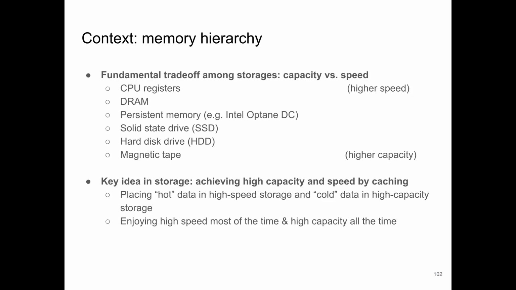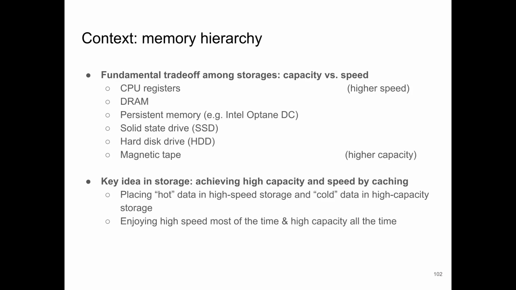If we place hot data in the high-speed storage, then most of the time we can enjoy the high speed of those storages. At the same time, since cold data can be stored in high-capacity storage, we can still enjoy the high capacity as a whole system all the time. So we can achieve speed and capacity at the same time if we wisely place hot data in the high-speed storage and cold data in the high-capacity storage. That is the key idea of caching.